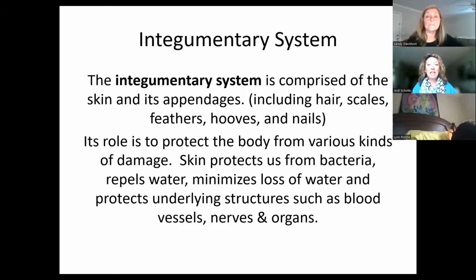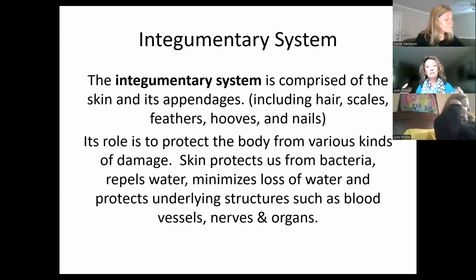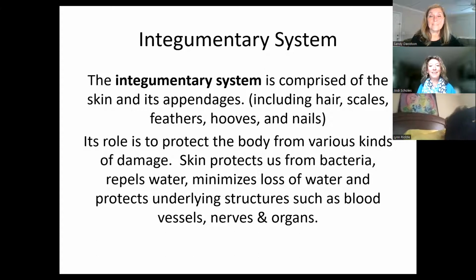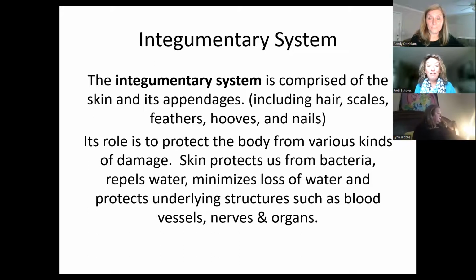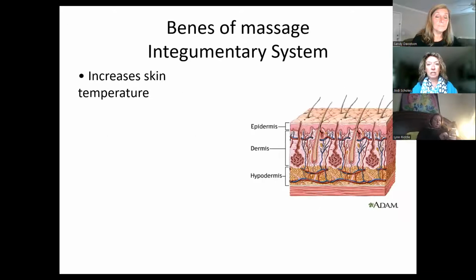Okay, so what's in the integumentary system? It's skin, but it also includes hair, nails. And if you're an animal, hooves, feathers, scales. So our skin is our first layer of defense. It helps to keep the water that we drink in, and it helps to keep the outside water out. It is our first layer of defense against bacteria and infection. And it is a wonderful way to keep all of the structures in place, our integumentary system.